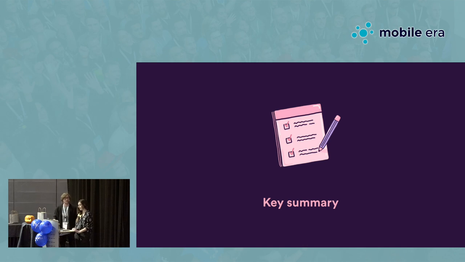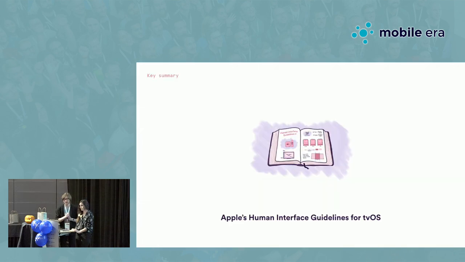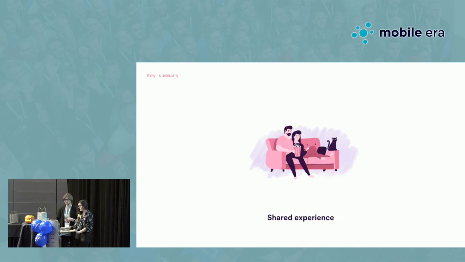So let's sum up everything we have seen today during this presentation. Human interface guidelines are important both for developers and designers. But you have to keep a balance between your brand and platform guidelines. Apple TV is a device for shared experience, so you should consider what kind of shared experience your app can give to a group of people.